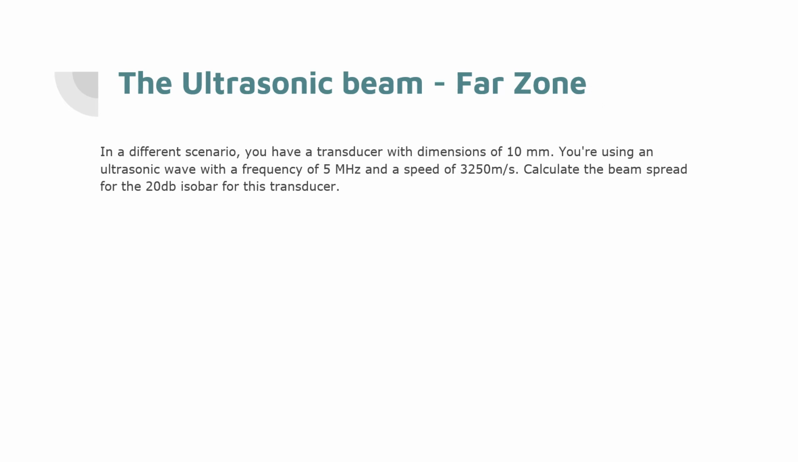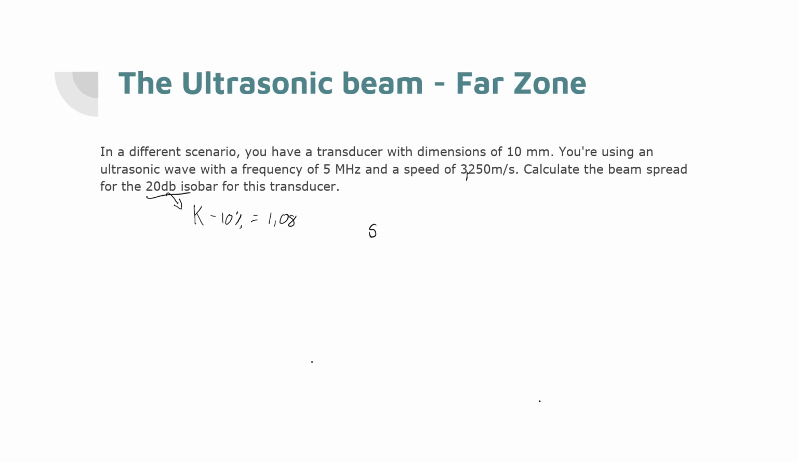Right, let's try one more. In a different scenario, you have a transducer with dimensions of 10 millimeters. You're using an ultrasonic wave with a frequency of 5 megahertz and a speed of 3,250 meters per second. Calculate the beam spread for the 20 dB isobar. So first step, we put in the comma. Second step, we look at this isobar. And this K value, this is also our 10% K value. It's also known as the 20 dB. And it is equal to 1,08.